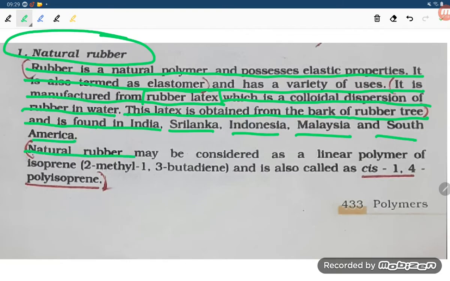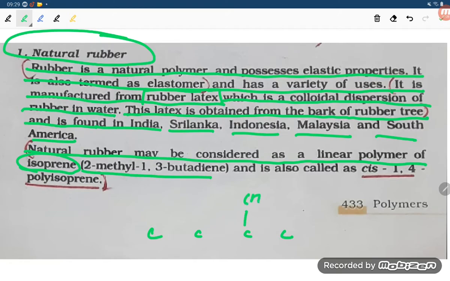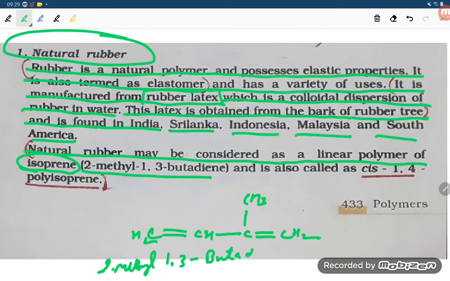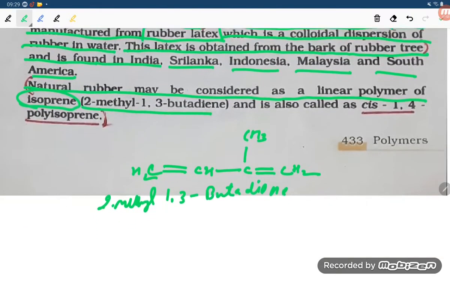Natural rubber may be considered a linear polymer of isoprene. What is isoprene, students? It is 2-methyl-1,3-butadiene. On the second position a methyl group is there, and at the first and third positions there are double bonds, butadiene. So here is CH2, here is CH, and here is CH2. This is 1,3-butadiene with a 2-methyl group, so 2-methyl-1,3-butadiene.